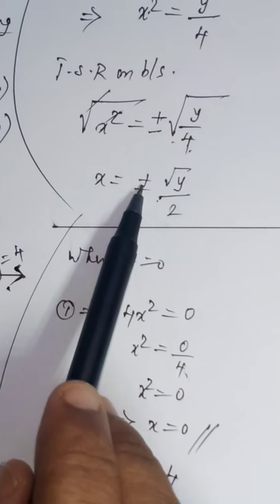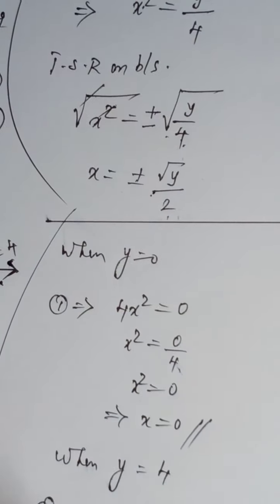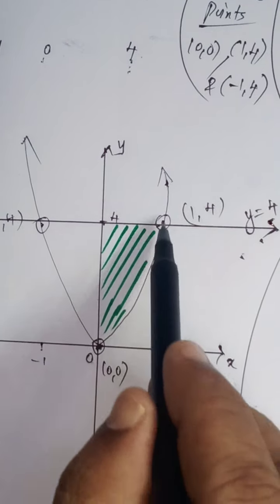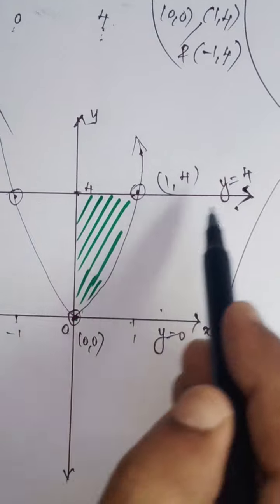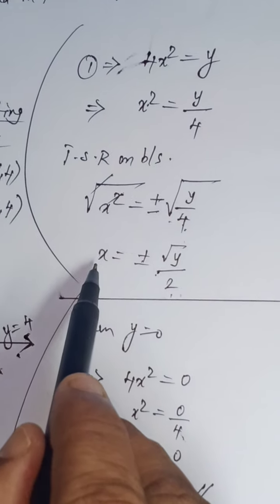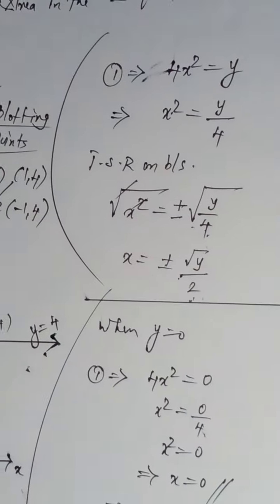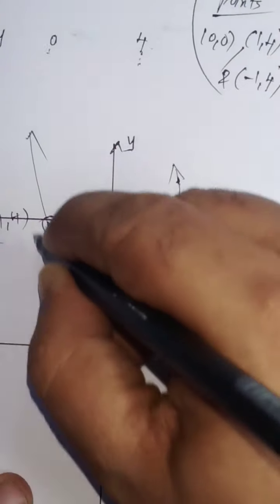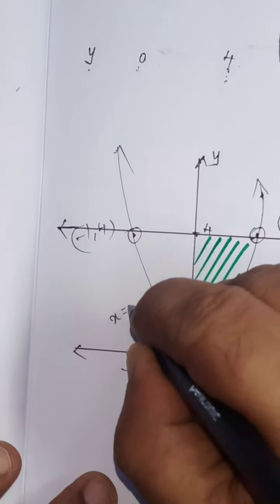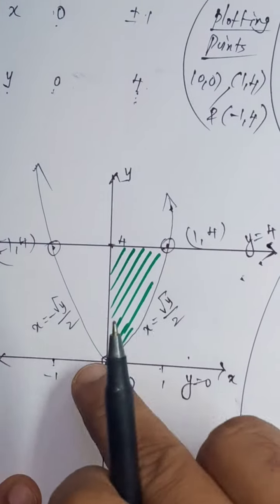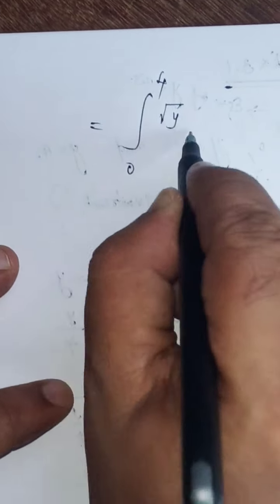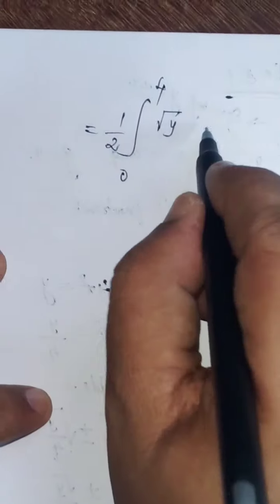Here x we have plus root y by 2, another one minus root y by 2. Since we are considering the first quadrant area, this particular curve lies in which quadrant? First quadrant. Since it lies in the first quadrant, you have to take the positive value only. That means x equal to plus root y by 2 only we have to consider. I write over here, this is x equal to root y by 2. This portion, x equal to minus root y by 2, we are not considering. We are considering this area only. So, root y divided by 2 can be written as half, dy.